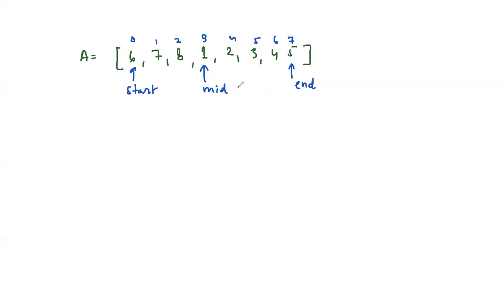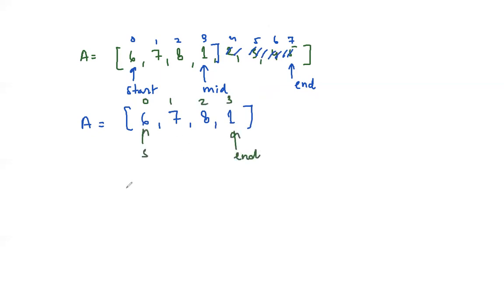Your a of mid is less than a of end, that means we can discard this array. That means we have to work with this array. So now my working array is 6, 7, 8, 1, and I will again put my indexes 0, 1, 2, 3. And this is my end now, and this is my start.